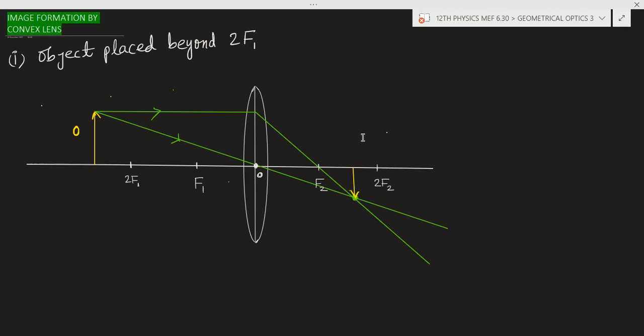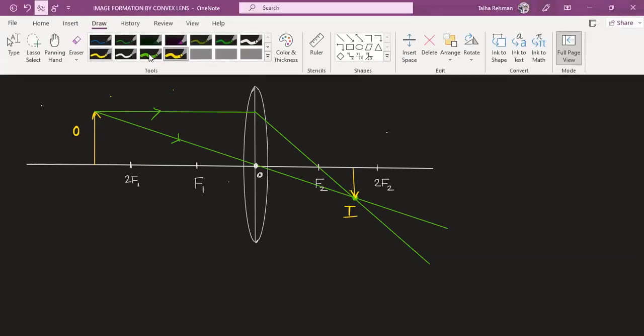This will be the image I. Okay, so you can see the size of the object is greater than the size of the image, and here the rays are actually meeting, then the image will be real. And see the direction of arrows, both are opposite, so image is inverted also. So you can write the characteristics of image.